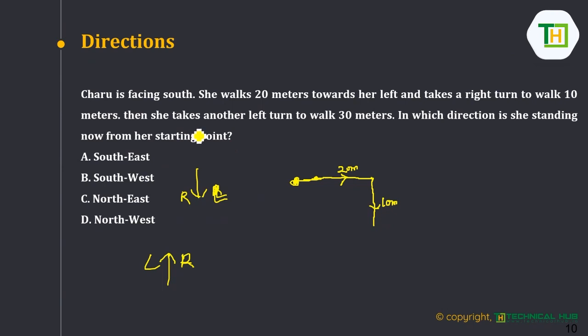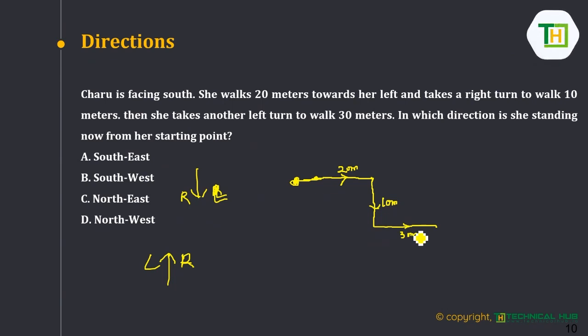And then she takes another left turn and walks 30 meters. Another left turn means here. So she moves in the south direction. So this is the left turn, and this is 30 meters.